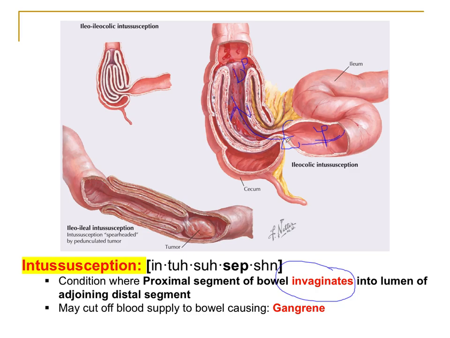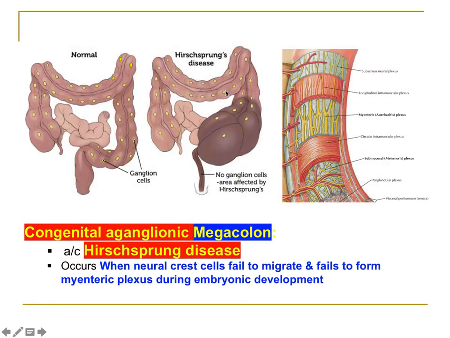The lumen gets invaginated into the other part of the lumen. This might cause cutting off of the blood supply in this region, and that might cause gangrene. So please remember intussusception as invagination.